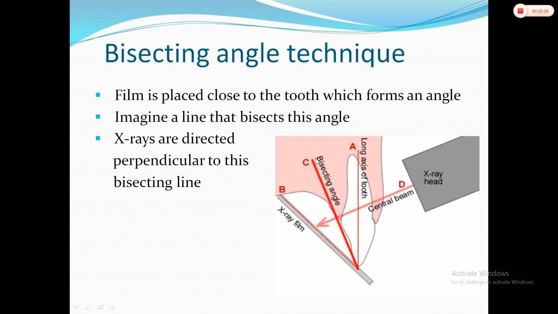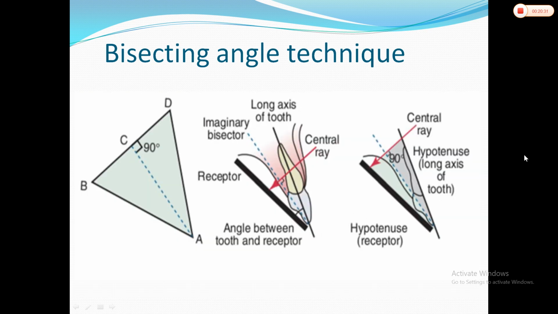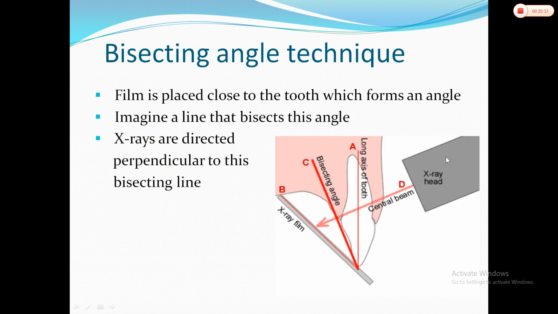Imagine a line, this line, that bisects this angle. So this is the imaginary line bisecting the angle and dividing it into two equal triangles. X-rays should be directed perpendicular to this bisector. X-ray should be neither perpendicular to the tooth nor to the film, but it should be perpendicular to this bisecting line.